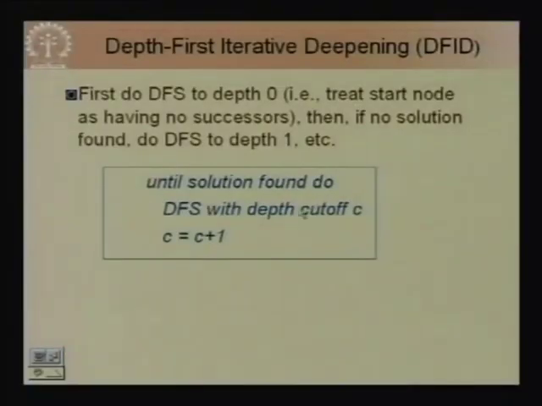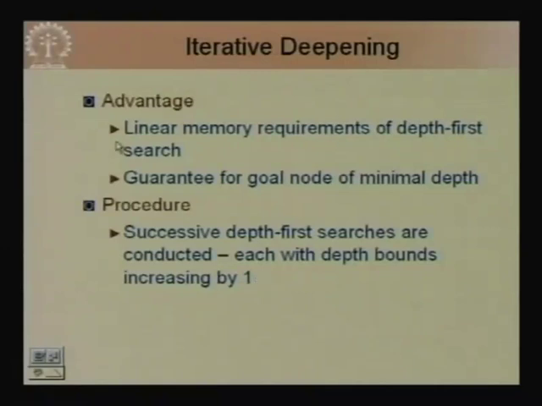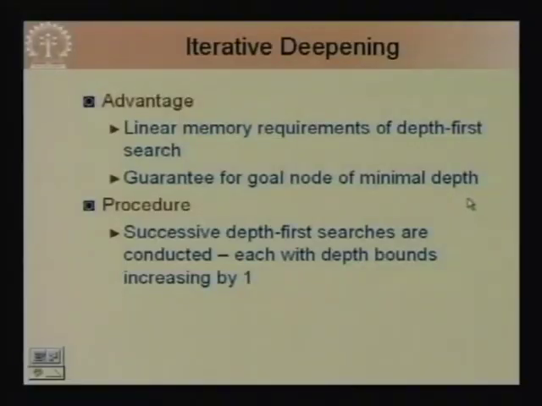So until the solution is found, do DFS with depth cutoff C, then we put C equal to C plus 1 and so on. So depth first iterative deepening is a complete search strategy where initially we set the limit to 1, then to 2, then to 3, then to 4 and so on. The advantage of iterative deepening search is that it has linear memory requirement, because at every step we do a depth first search. And we start with limit equal to 1, then limit equal to 2, then limit equal to 3, and therefore it is guaranteed that when the algorithm finds a goal node, it is a node of minimum depth.